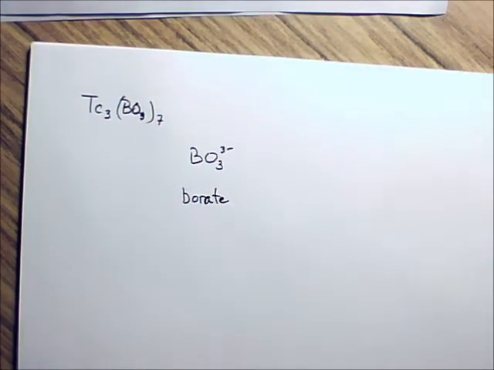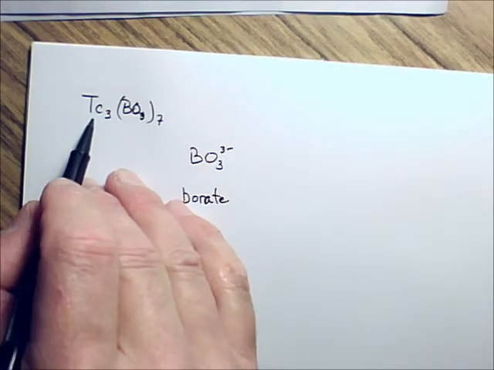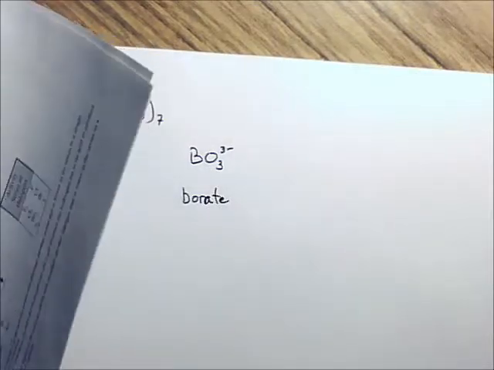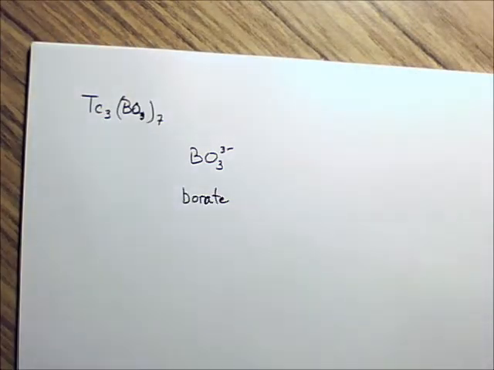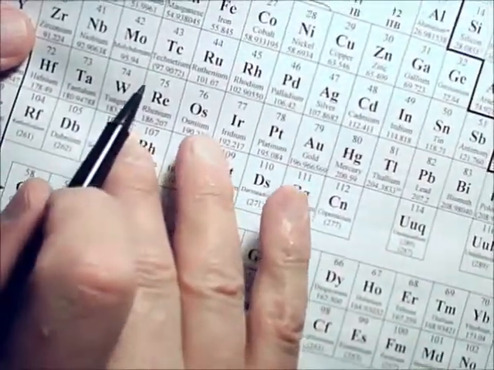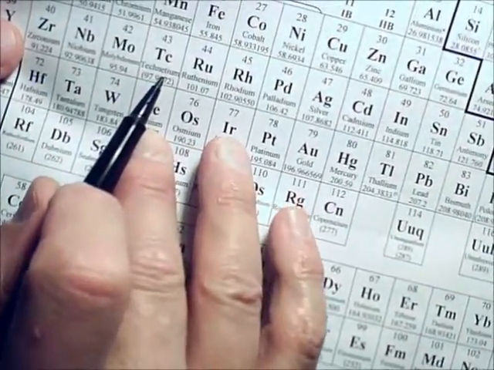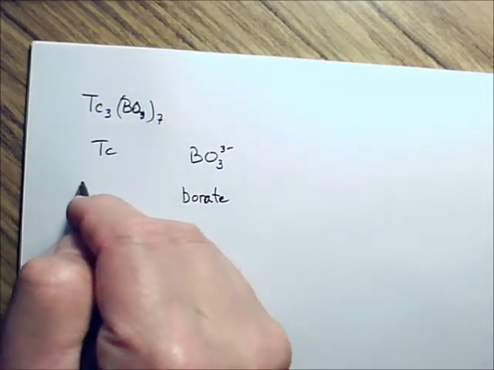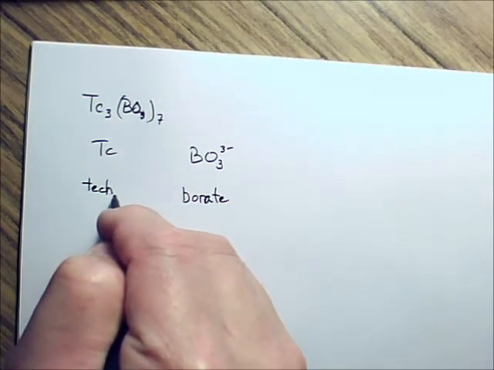Okay. Now we need to find Tc. Well, that looks like an element, doesn't it? Capital letter, small letter. Technetium. If you don't know where to find that, that's on the periodic table. Okay, so there's technetium. So Tc is technetium.